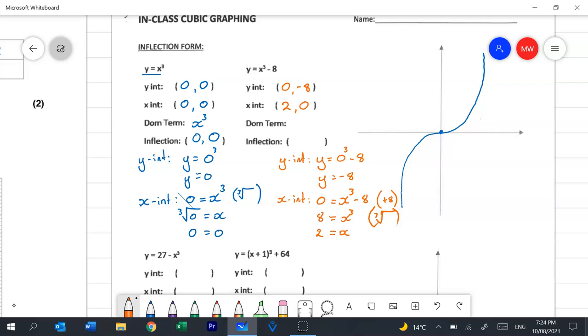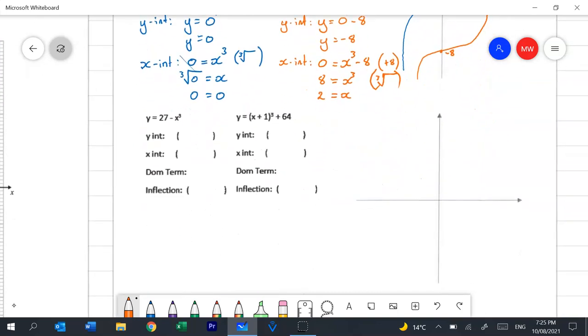And our point of inflection, again this time, is going to be the same as our y-intercept, 0, -8. So we know that it will pass through here, -8, and it will complete the curve across the x-axis at 2. So this one will curve like this, parallel to the other one. That wasn't a very good drawing. Let's move on.